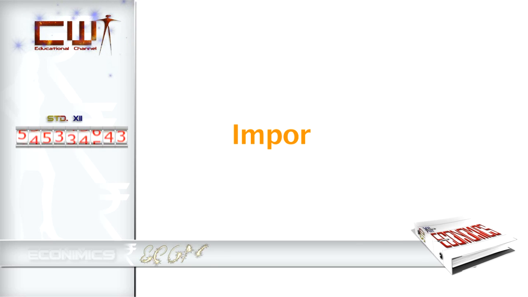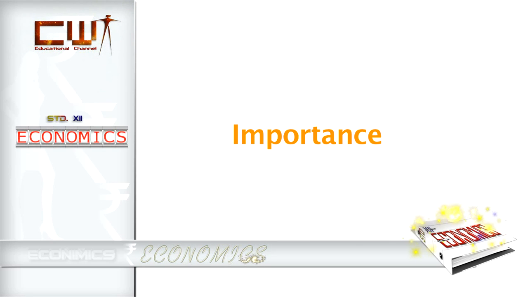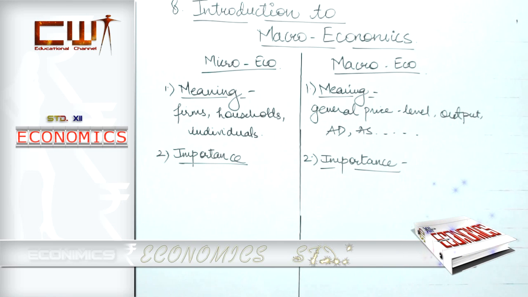The next basis of distinction is importance. Microeconomics helps individual firms to take proper business decisions in respect of pricing, promotion, distribution, etc. It is useful to the government for framing policies, such as tax policies for a particular industry and so on. Alright, you have to deal with them individually.